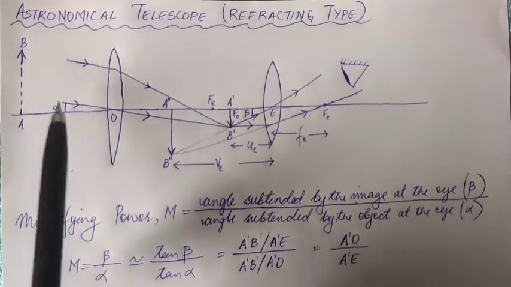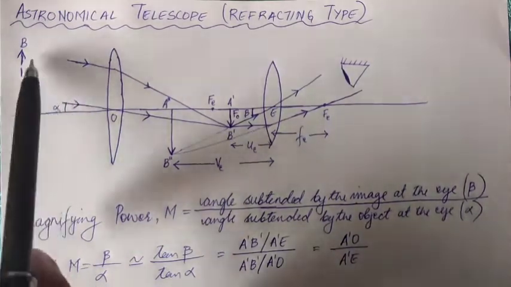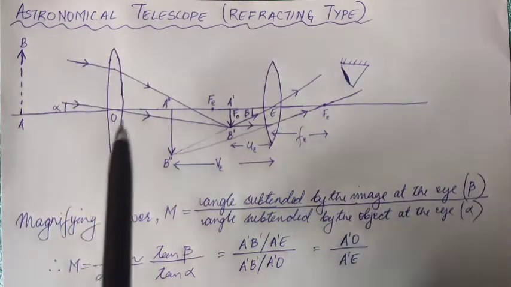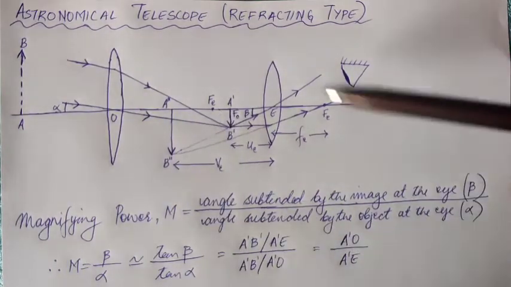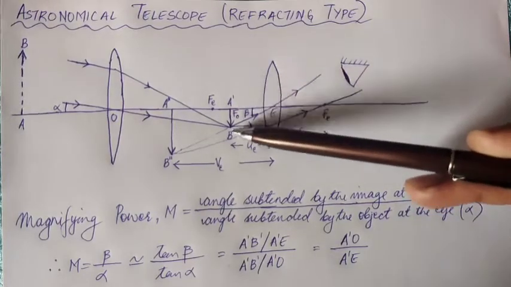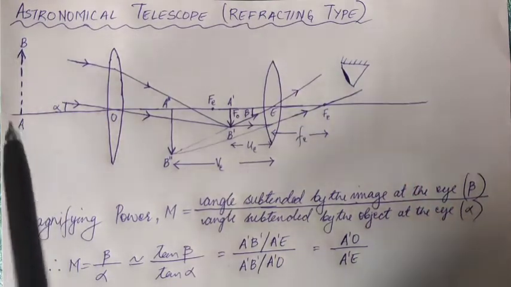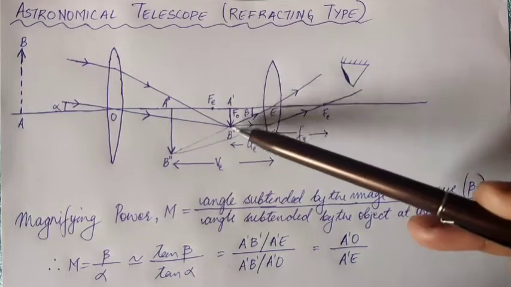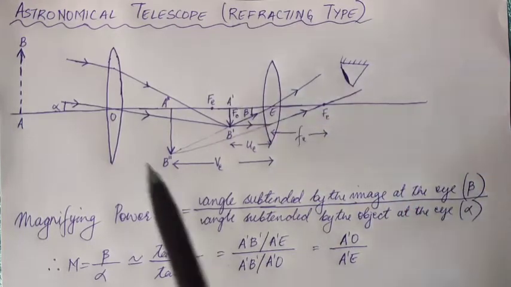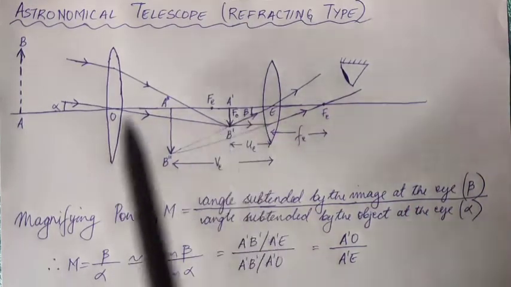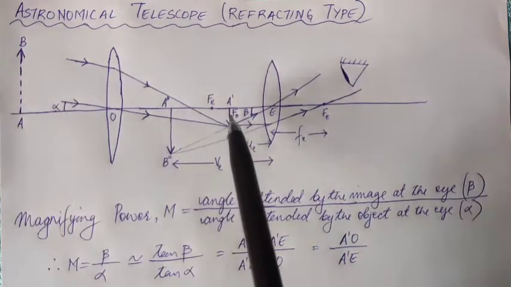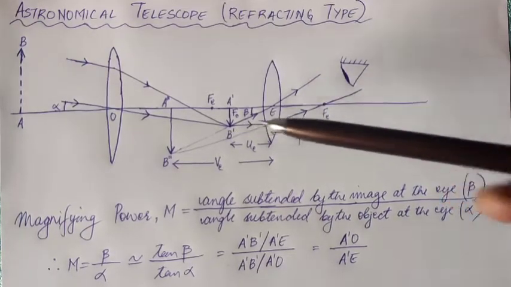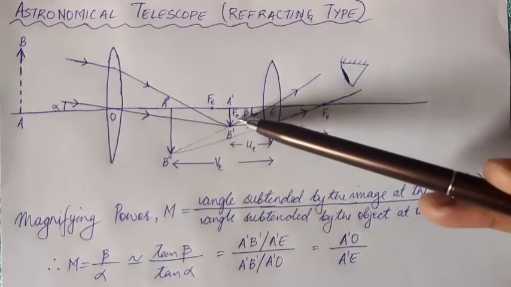Since the object is at infinity, we have parallel rays of light coming and hitting the objective. These rays of light are converged by our objective at this point A dash, and thereby A dash B dash is the real image of our object at infinity. This image A dash B dash is formed at the focal point of our objective lens. Since the object is at infinity, the image has to be formed at the focal point. So A dash B dash is the real image formed by our objective at its focal point f0.